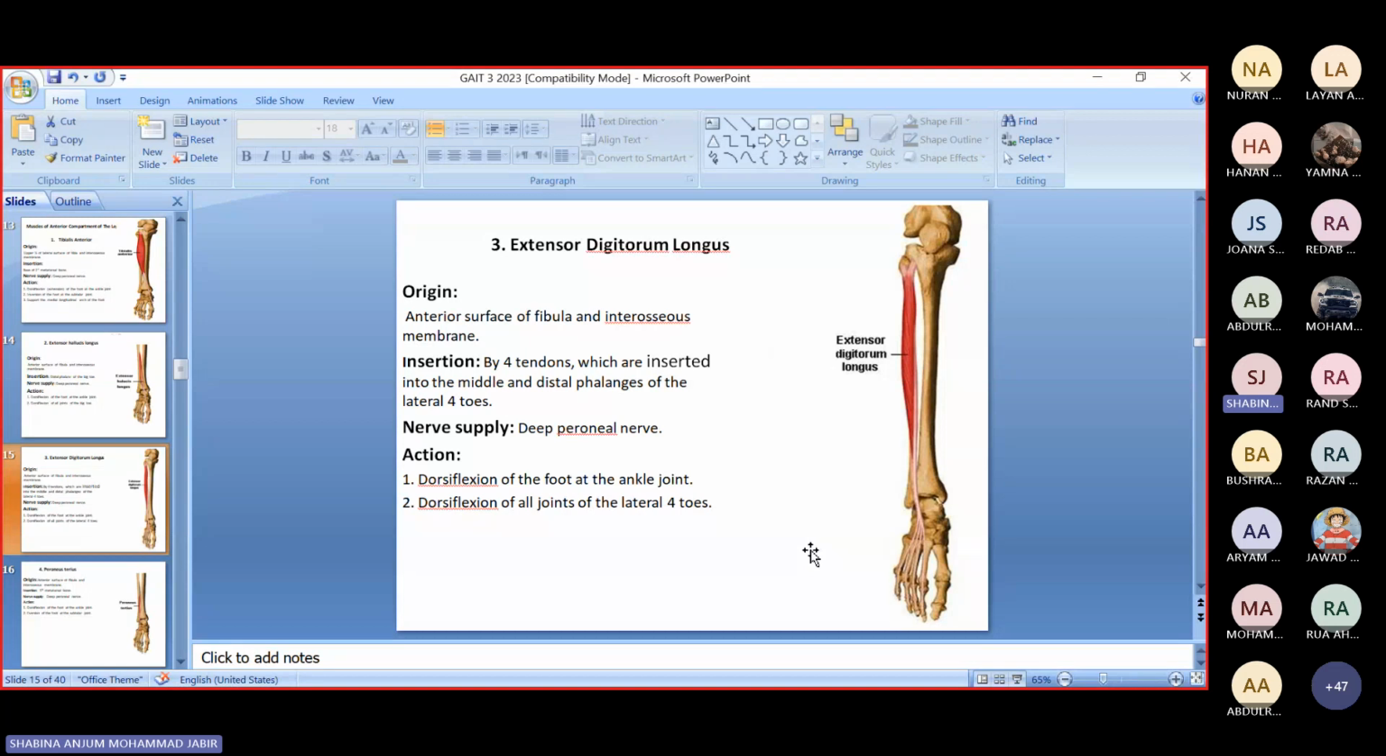If you compare the upper limb with the lower limb, the upper limb was more complicated, having more nerves, having the brachial plexus. But here it is somewhat easy, because in any compartment all muscles have a similar nerve supply, except a few exceptions. So you can say the anterior compartment will have all the four.